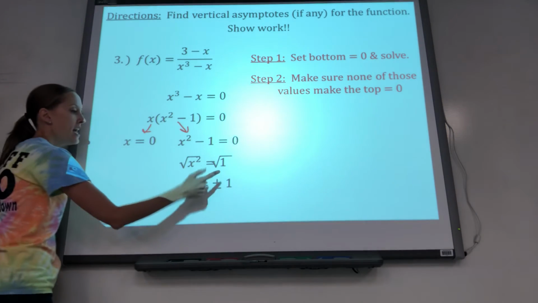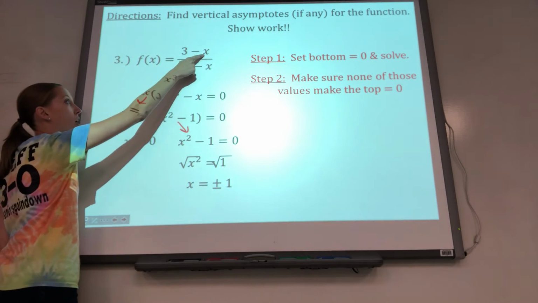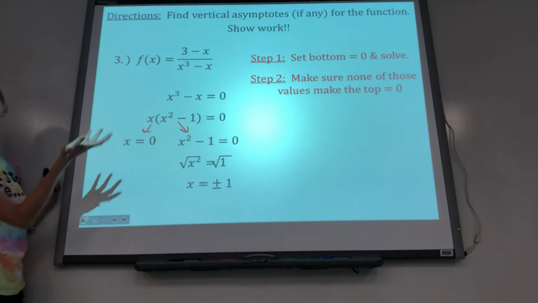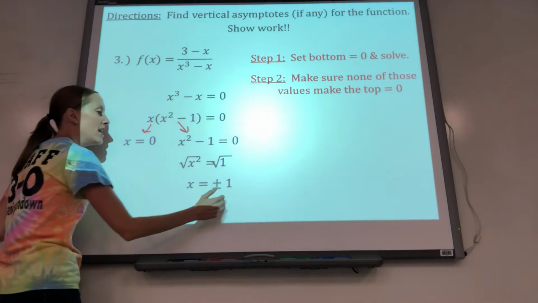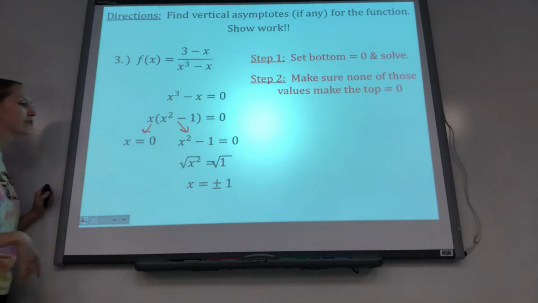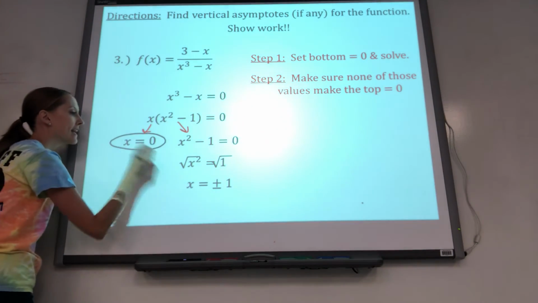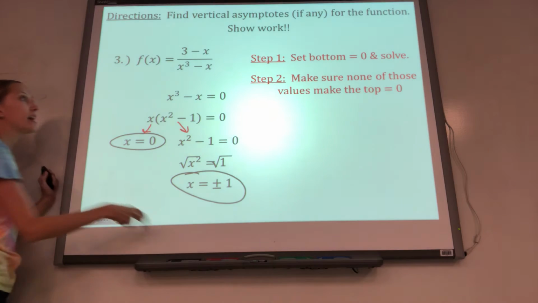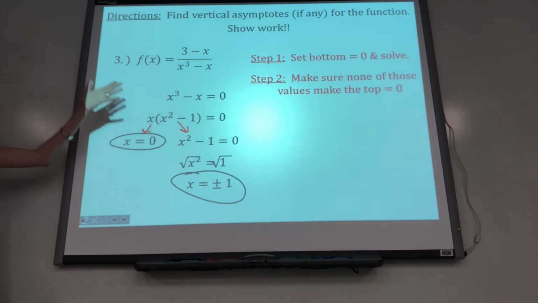So this works. Now I'll check the positive 1. 3 minus 1 is 2. That's fine, as long as it's not 0. And then negative 1, that would turn into 3 plus 1, which is 4. So that's also fine. I can keep all 3 of those. Now, once you do all of that work, if you want to check it on a calculator, that's fine. You should be able to see the vertical asymptotes there. But again, show your work as far as how you got those x's.